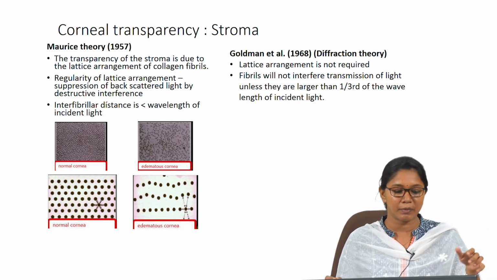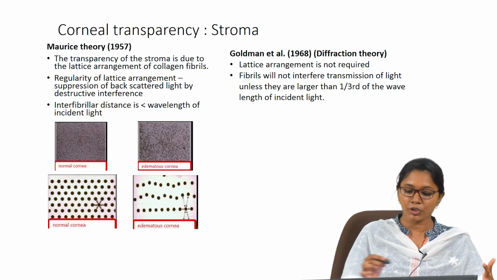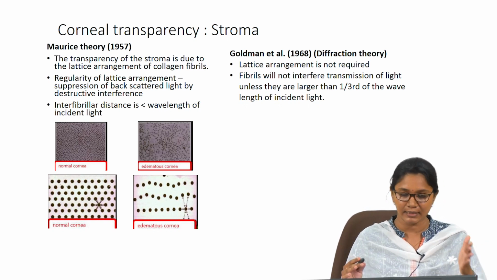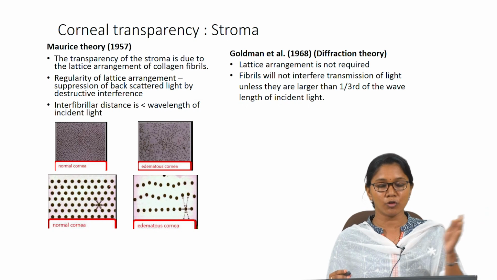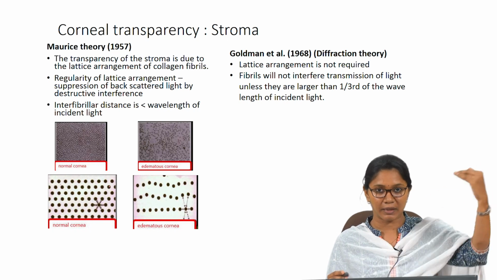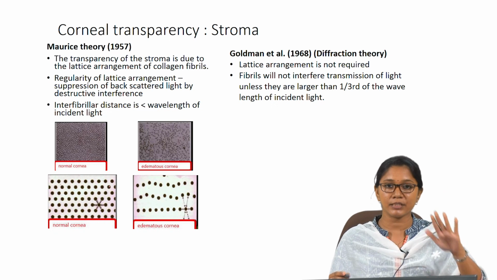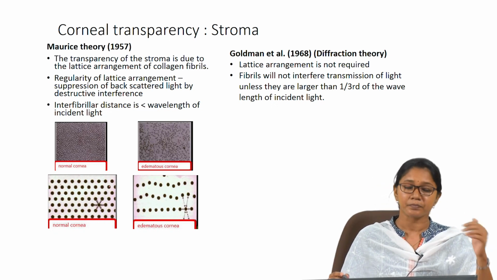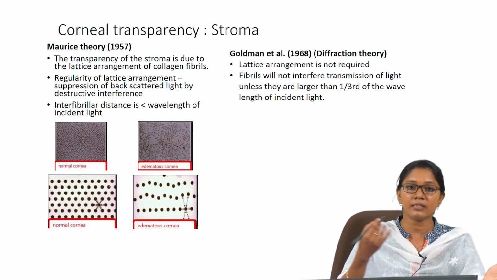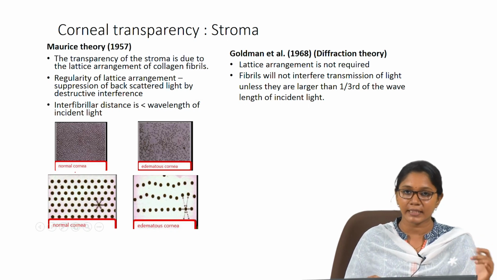The first theory was by Morris, known as the Morris theory, in 1957. He mentioned that the transparency of the stroma is because of the periodic lattice arrangement. As I have mentioned, when you know the crystal lattice, the periodicity plays a major role. When light comes and passes through, because of the lattice regularity of the arrangement, the backscattered light is suppressed by destructive interference. So, there is vision, there is proper refraction, and this arrangement is the reason. That is his claim.